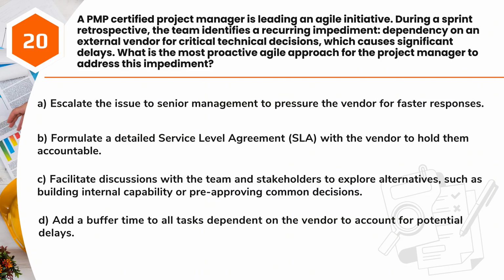A. Escalate the issue to senior management to pressure the vendor for faster responses. B. Formulate a detailed service level agreement, SLA, with the vendor to hold them accountable. C. Facilitate discussions with the team and stakeholders to explore alternatives, such as building internal capability or pre-approving common decisions. D. Add a buffer time to all tasks dependent on the vendor to account for potential delays.